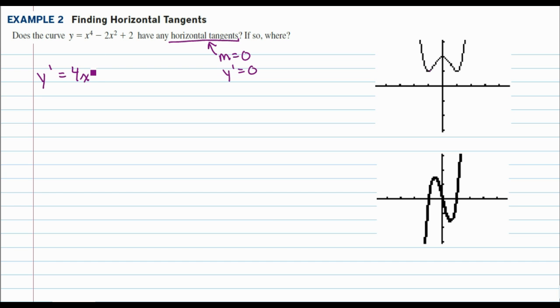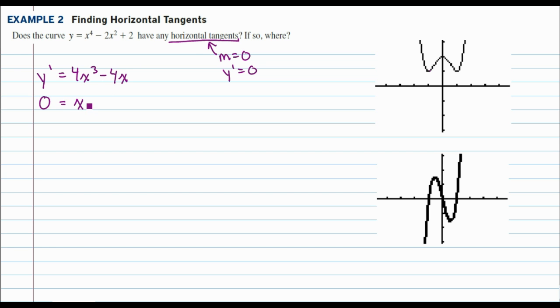This would be 4x cubed minus 4x, and then that's plus 0. So really that is all the work that I would require from power rule. But that only gives me the derivative. I need to know where the horizontal tangents are. So their slope, horizontal lines, have slope 0.